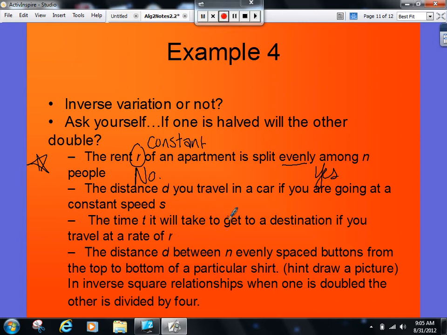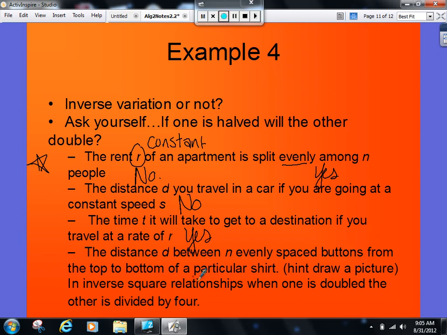The distance D you travel in a car if you are going at a constant speed S. Okay? Constant speed S. So, again, this is going to stay constant. So if the speed goes up, will the distance go down? No. If the speed goes up, you'll go farther. So that is definitely not. The time t it will take to get to a destination if you travel at a rate of r, okay? If I go faster, will it take less time? Yes, one's going up, this one's going down. That is a yes.